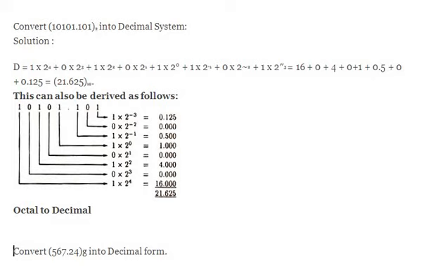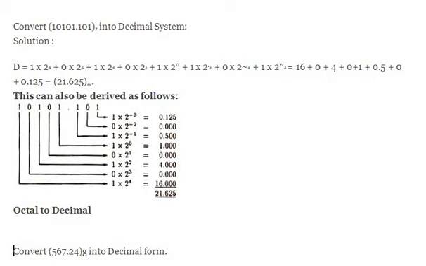So convert binary to decimal: 10101.101 base 2 to decimal. So the one before the fractional part, 10101. Look at the thing, you move from right to left. 2 power 0 multiplied by 1, 2 power 1 multiplied by 0, 2 power 2 multiplied by 1, 2 power 3 multiplied by 0, and 2 power 4 multiplied by 1.